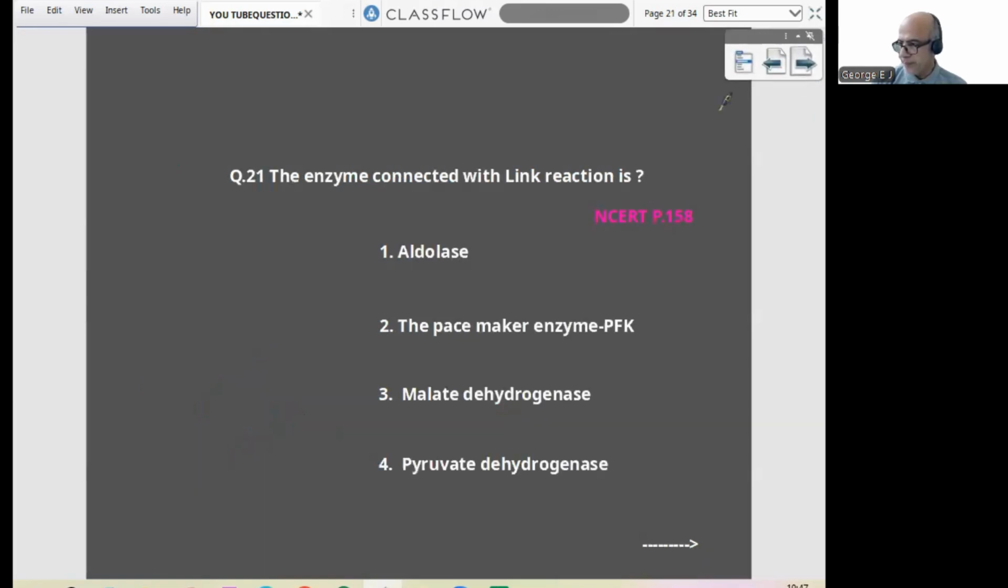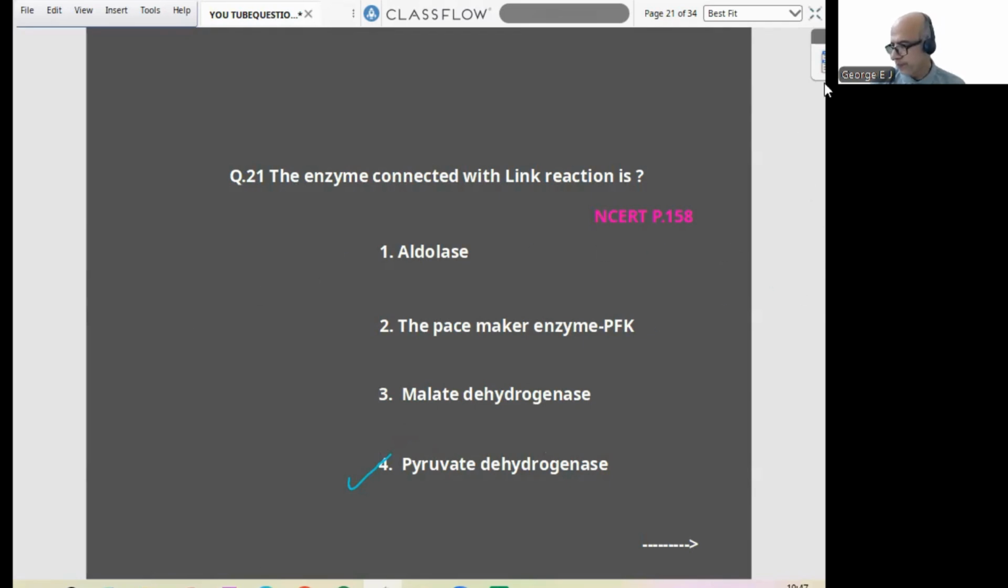Now 21. Enzyme connected with the link reaction. That's a famous enzyme. The full name is pyruvate dehydrogenase complex, which actually contains many chemicals, it is again a decarboxylase. Commonly called pyruvate dehydrogenase complex. So option is 4. I think the idea is clear.